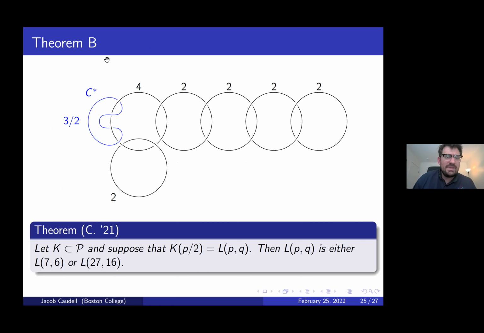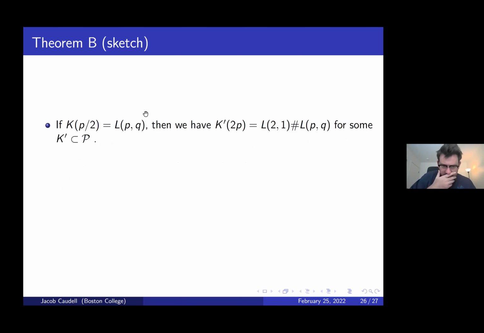Let's go back to theorem B. Theorem B says that, oops, I didn't update this one. Theorem B says that there are only 2 knots in the Poincaré homology sphere who have a P over 2 surgery to a lens space. And so how do we get that?